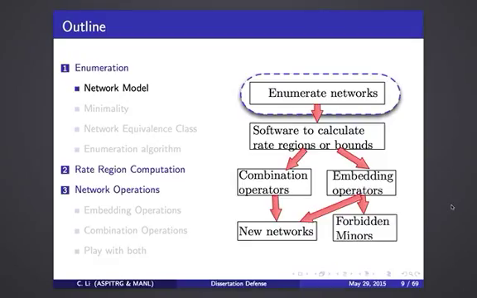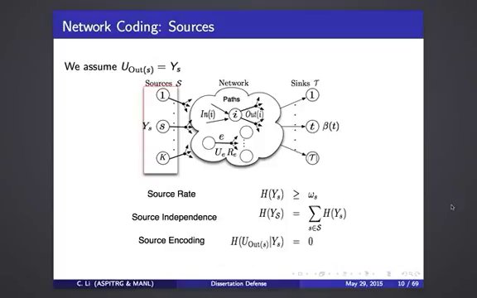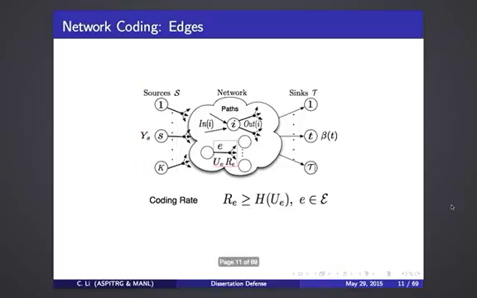Before talking about enumeration, we should first have a look at the model. In our model, there are K independent sources. Each has a source rate, and the output is a function of the source variable. Without loss of generality, we assume the output of each source node is the source variable itself. And each intermediate edge has a capacity constraint, R_E.